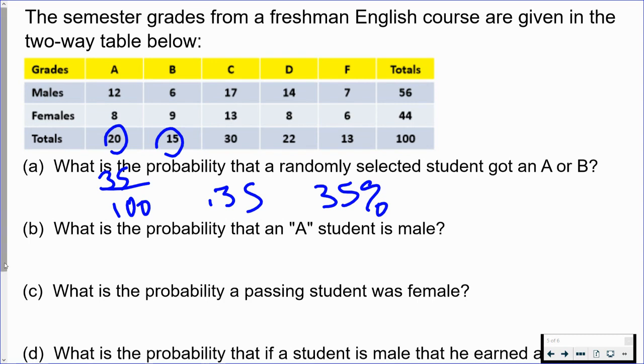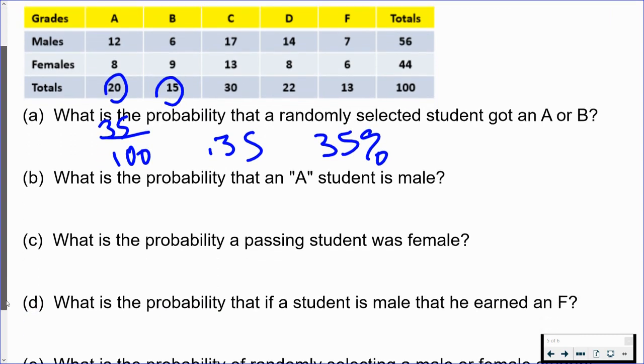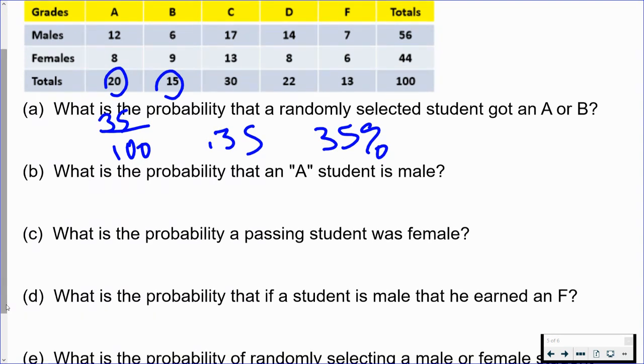Part B, what is the probability that an A student is male? Okay, so an A student is what we're starting with, and there are a total of 20 A students, right? Probability that an A student is male. So of those 20, 12 were males. Okay, we could reduce that fraction if we need to. Divide by 4, and that's 3 out of 5. Okay, so as a decimal, that's 0.6. As a percent, that's 60%.